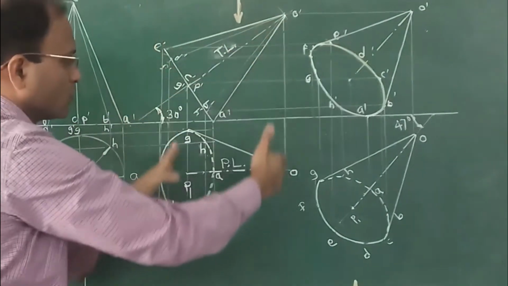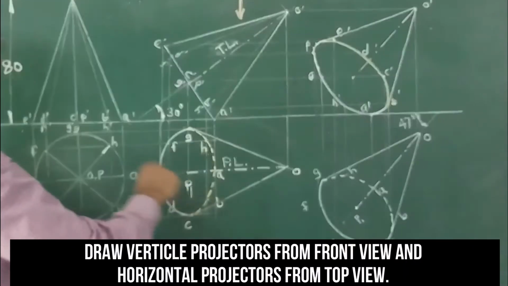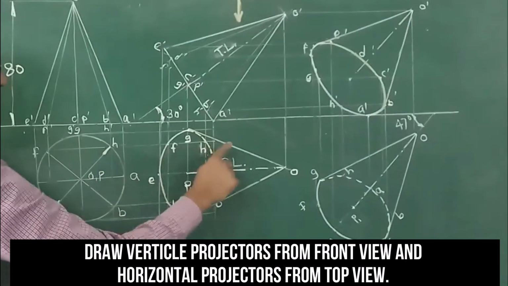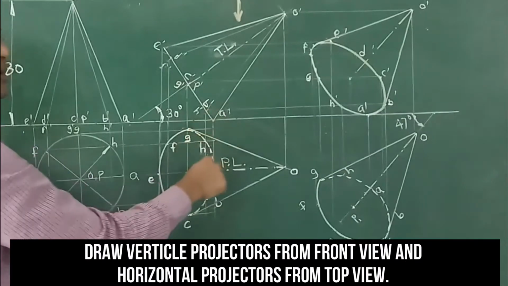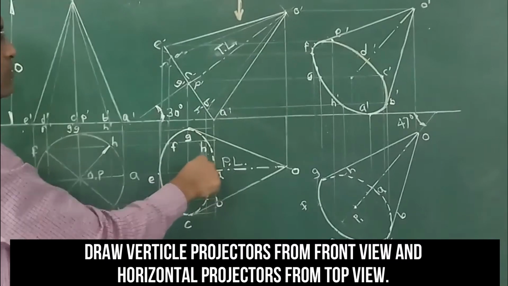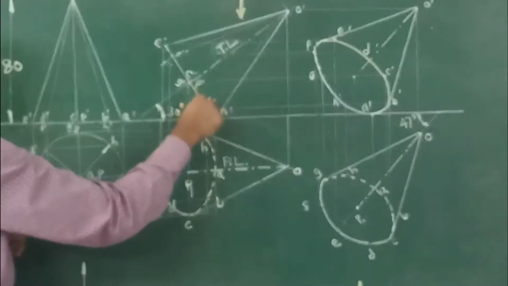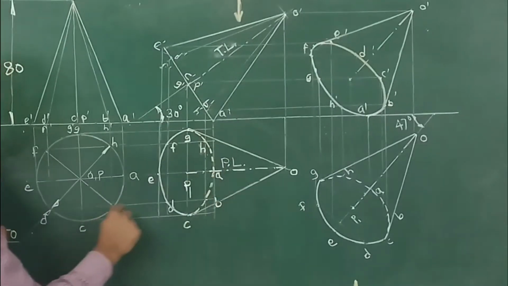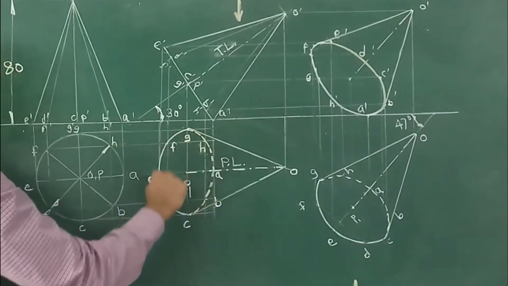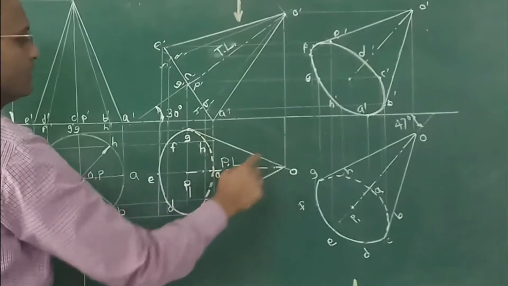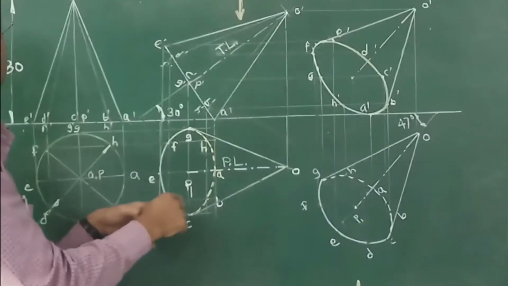From this we need to draw vertical projectors. From this we need to draw horizontal projectors, and at the respective intersection we get the respective point. Like intersection of A dash and A we get A, intersection of B dash and B we get B. So likewise mark all the points and join them as per rule.